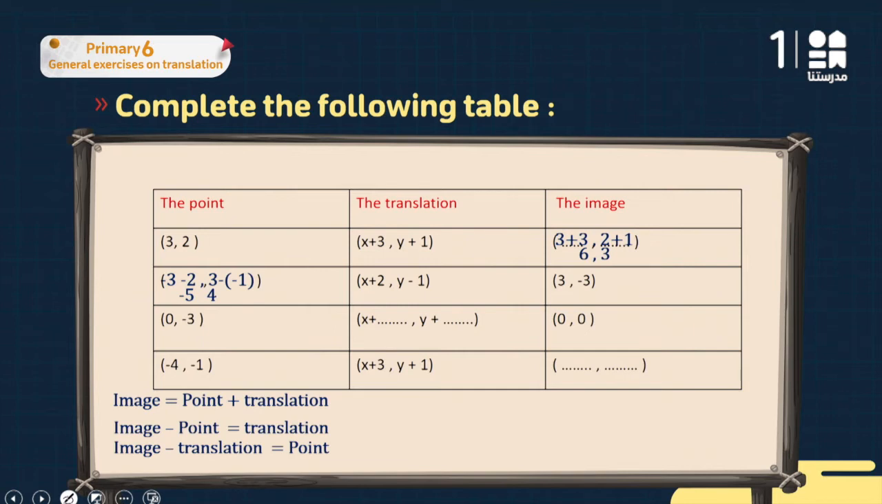So 0 minus 0 gives me 0. Okay. Now negative 3. I will make the image 0 minus negative 3. 0 minus negative 3. It means that I will count 0 minus 0 is 0.